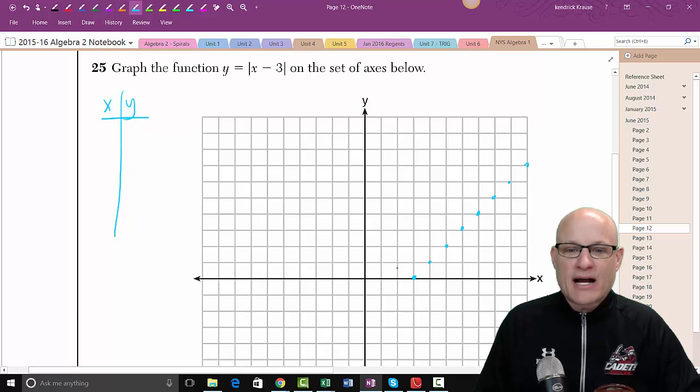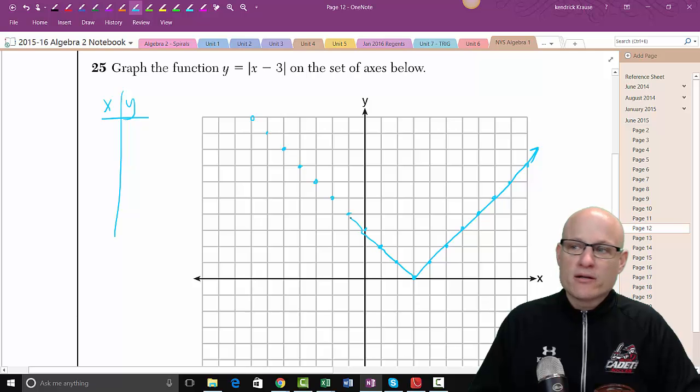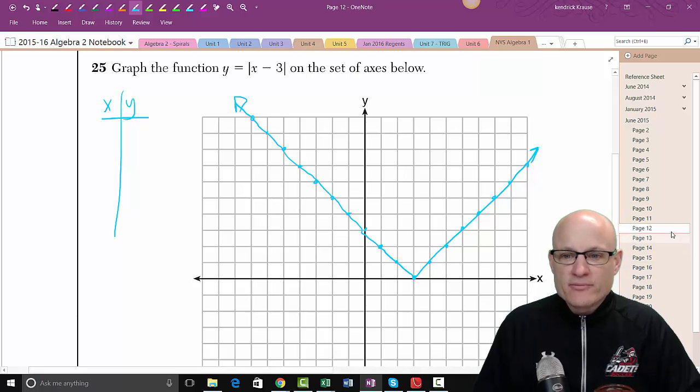I'm not going to waste your time copying those down because you'd be like, oh, Mr. Krause, you're boring me, dude. I was like with you, man. And then you started listing all those points down there, and you bored the living daylights out of me. Don't forget to put arrows on the end. Wow, that's a pretty straight line. I normally can't do very good straight lines like that one. All right, there it is.